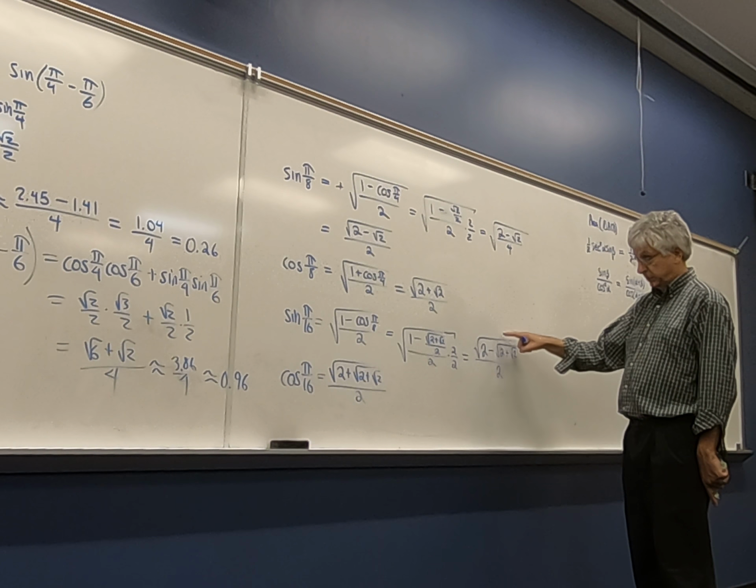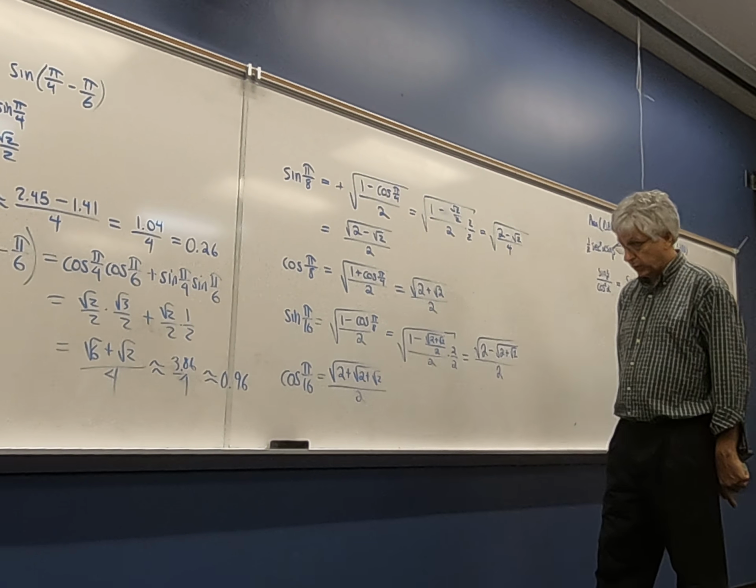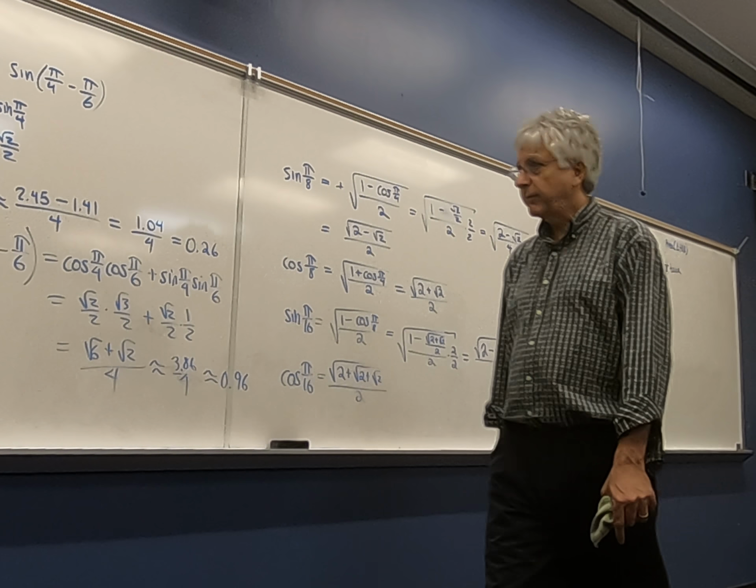Pi over 16 is a very small value. Cosine of pi over 16 is very close to 1, right? Less than 1, but very close to 1. And so, yeah, we get a lot of new exact values.